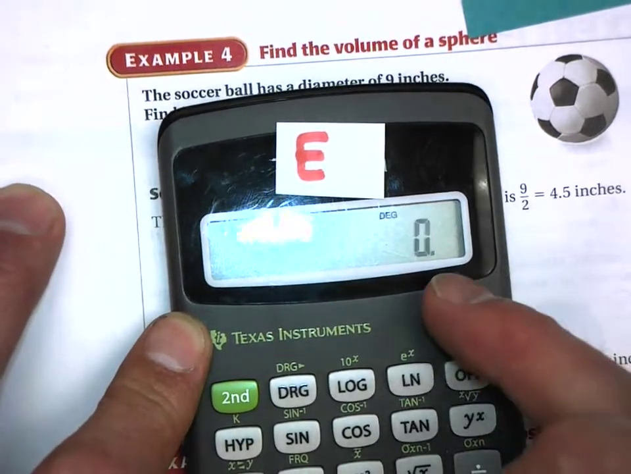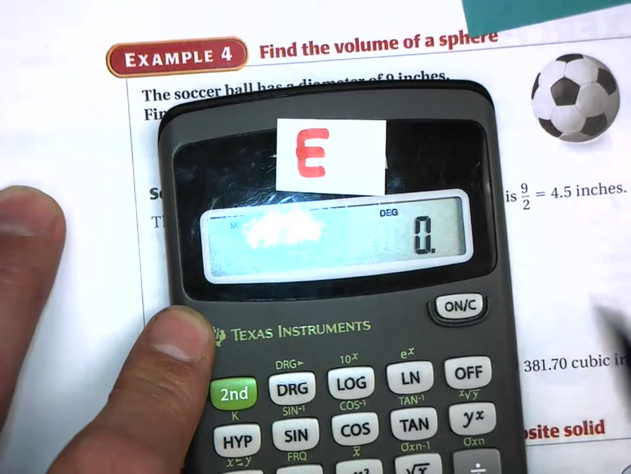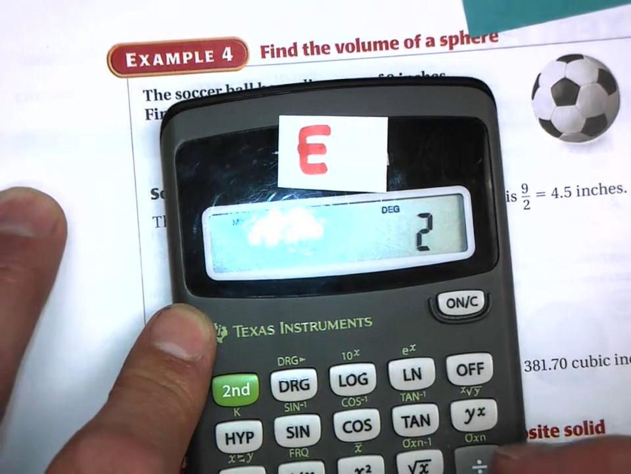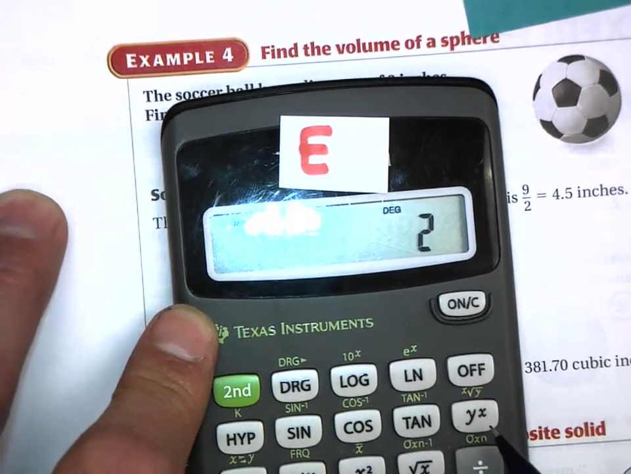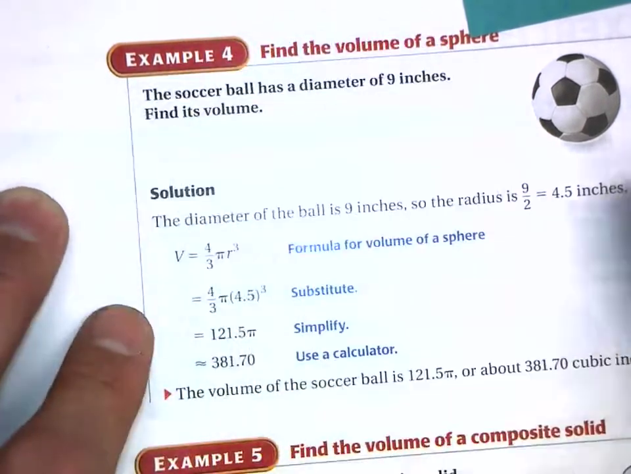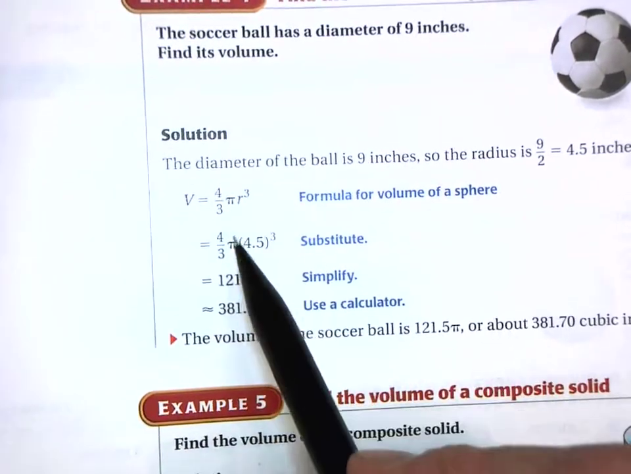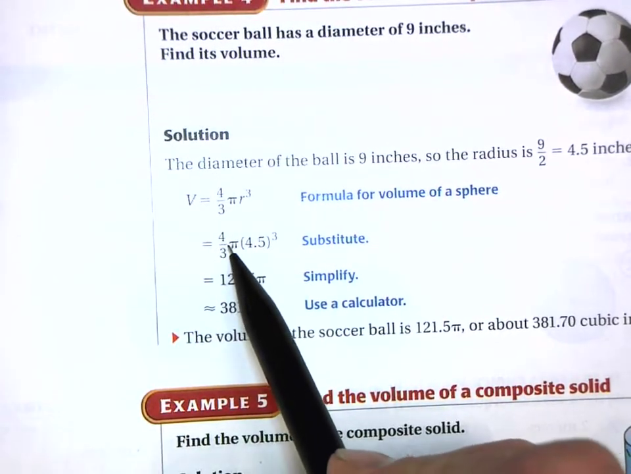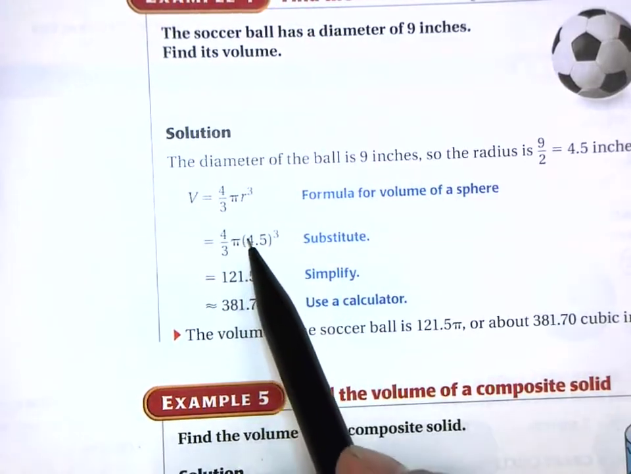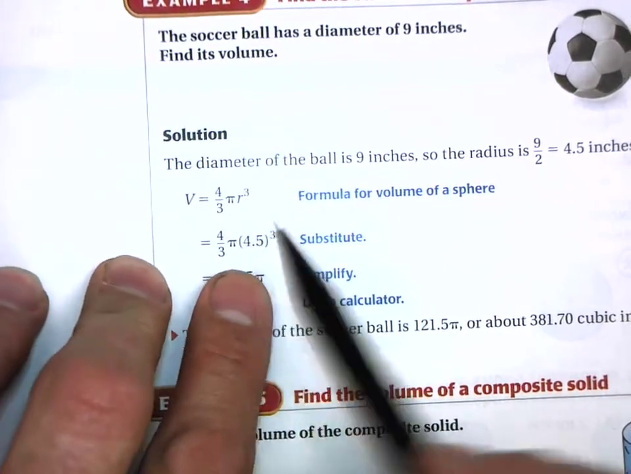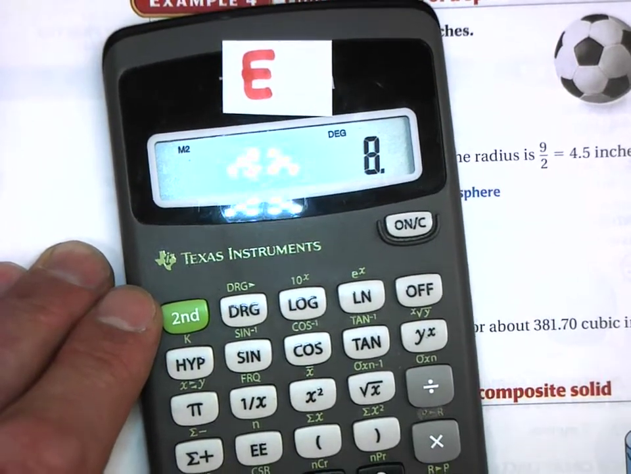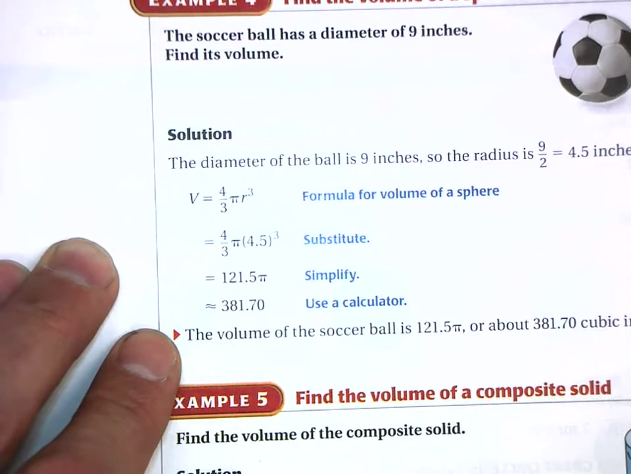Okay, again, double press the C button to clear it. Let's do 2 to the third power, which should be 8. So hit the 2 button and your exponent button, and then the 3, and then equals, there it is, 8. Okay, and then you guys know how to do the rest of this. 4 divided by 3 times pi. Make sure that you hit the pi button, and then times 4.5, and then your exponent button, and then 3, and then equals, and that'll give you your entire answer there.